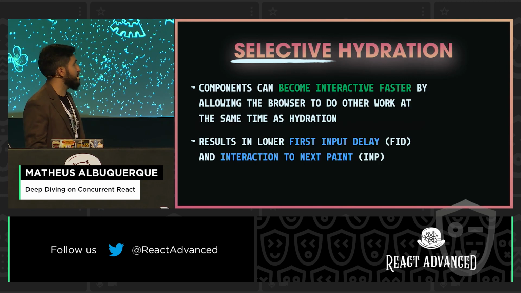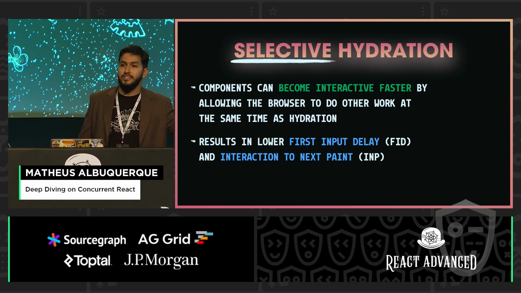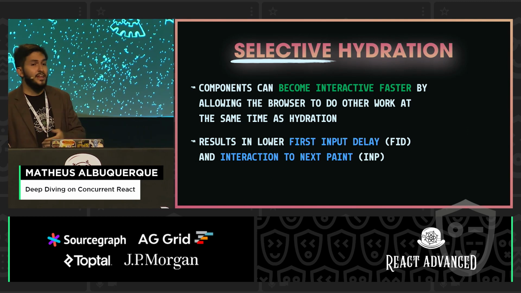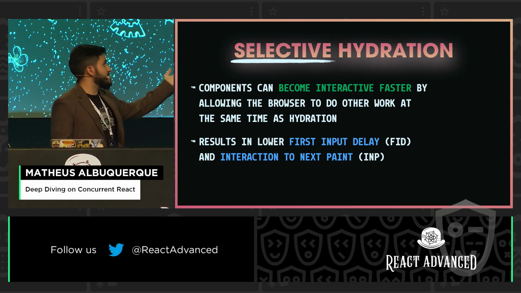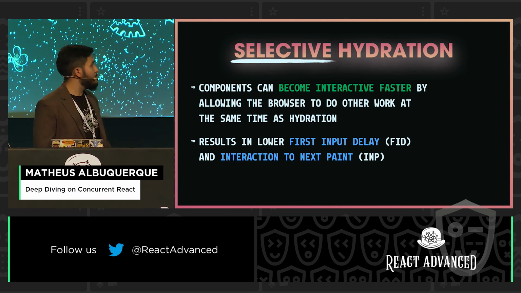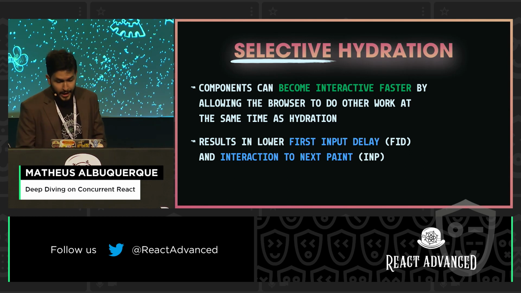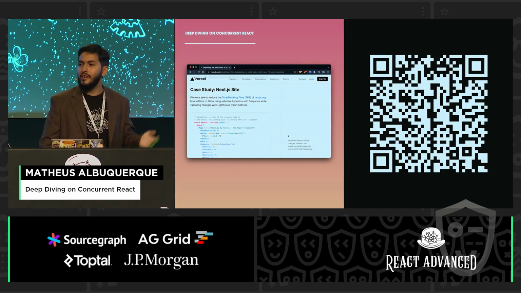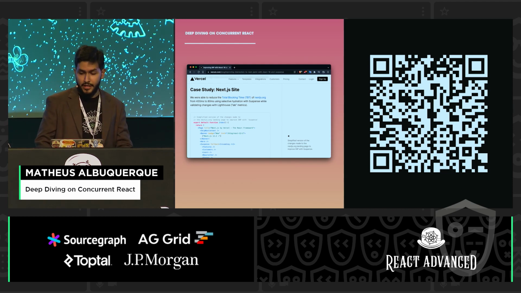And also, thanks to Concurrent React, the components can become interactive faster because now the browser can do other work at the same time. And the final result for our users, for example, is lower first input delay or lower interaction to next paint, which is also another amazing metric. And we even have people out there doing that. Vercel, for example, revamped the Next.js website using this technique.